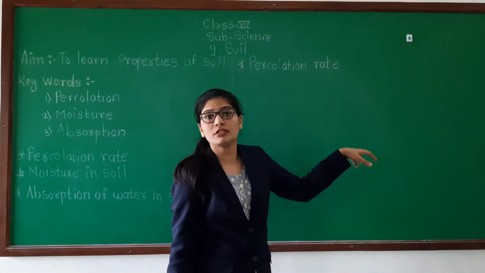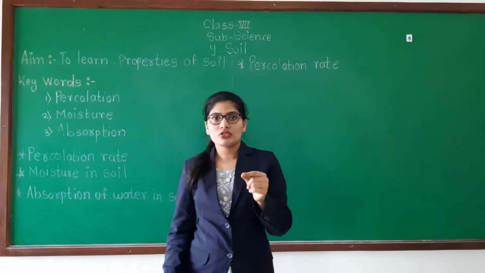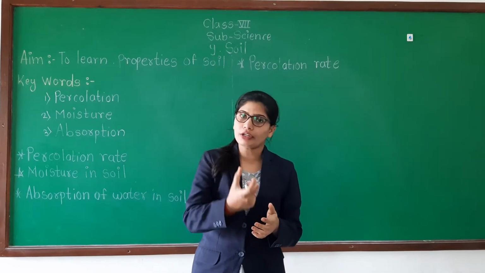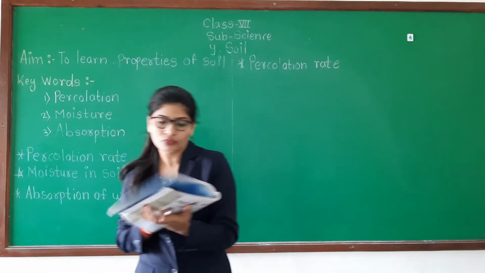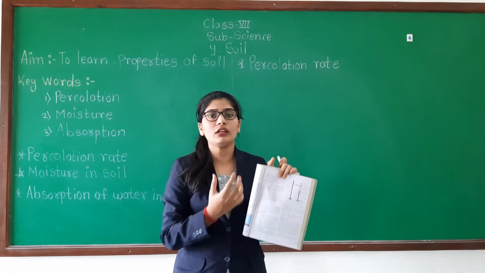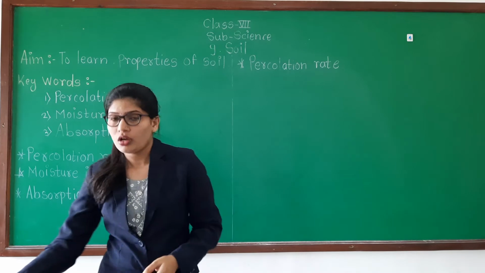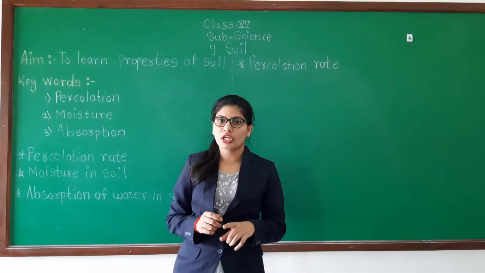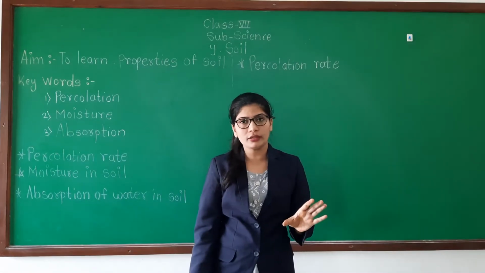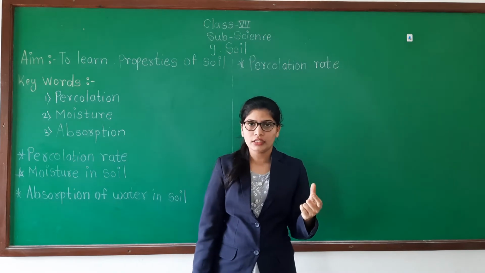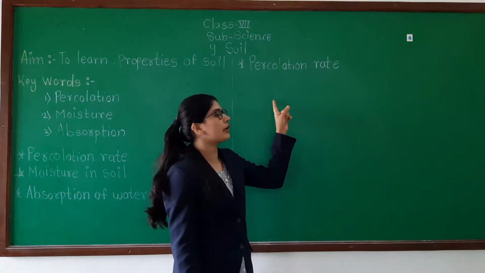And percolation rate means what? The rate at which we are calculating how much or in how much time the water is going downside. Actually in your textbook the formula is given, so whatever the values are there, we will do the calculation part afterwards. Now we will perform one activity to calculate the percolation rate. But understood what the percolation rate is? The water goes down inside the soil in how much time? So that rate is your percolation rate.